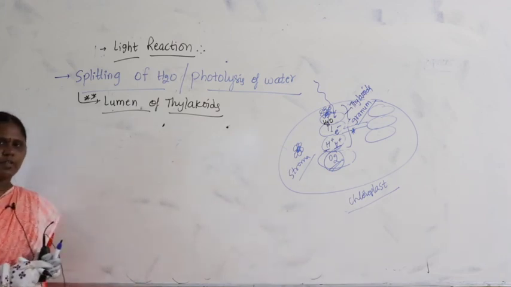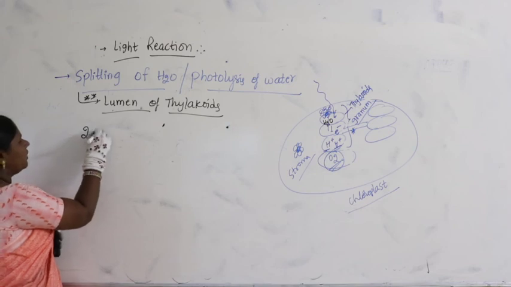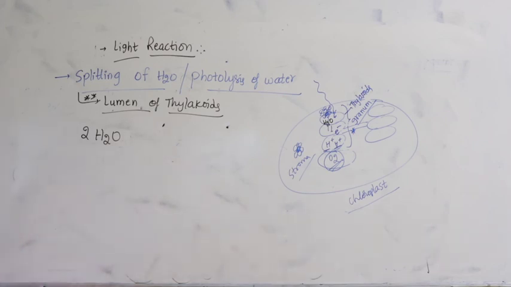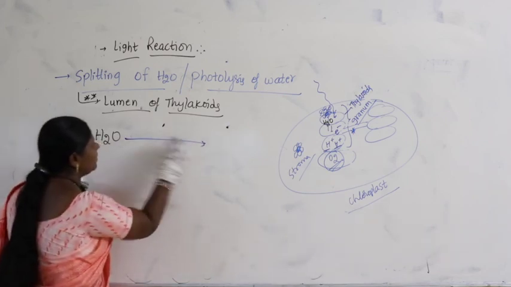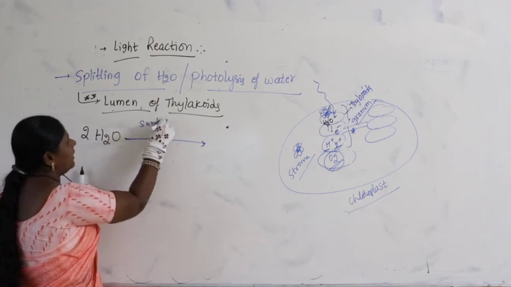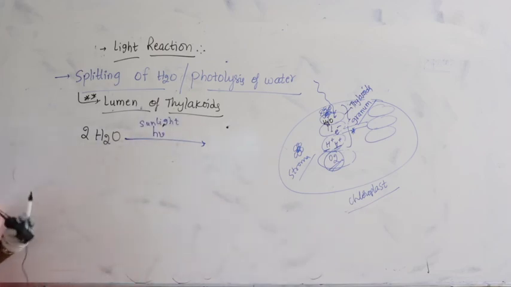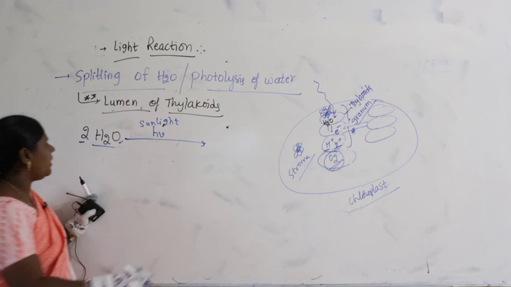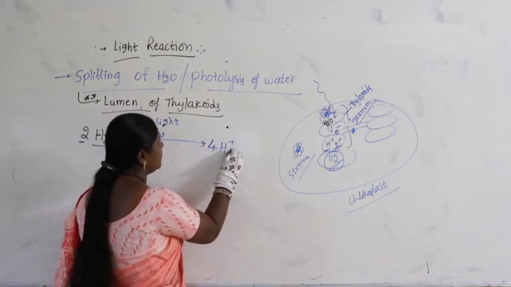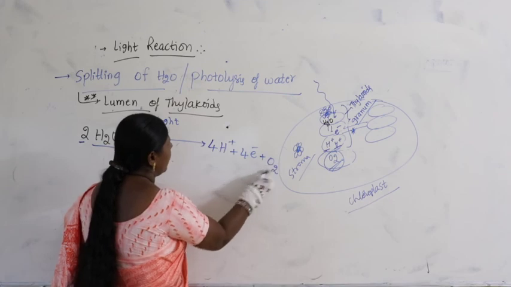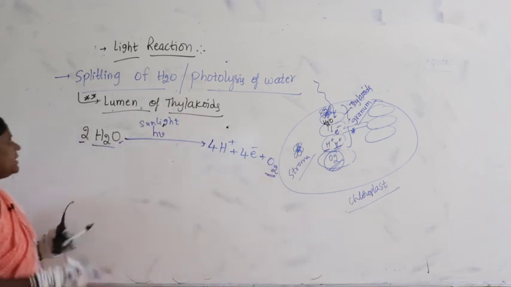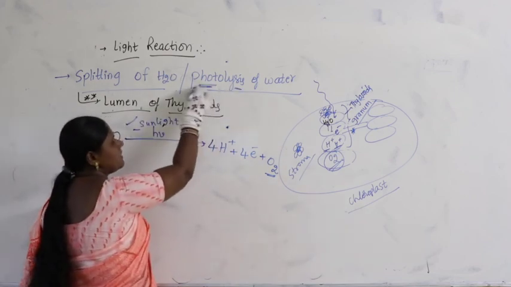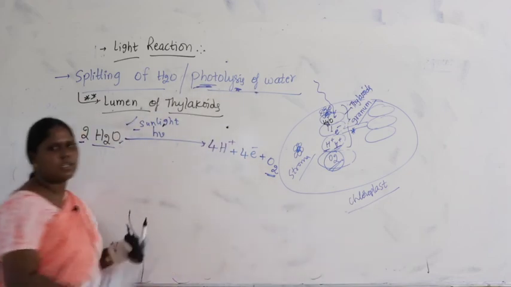In the lumen of thylakoids, let us take two water molecules undergoing splitting with sunlight. When the sunlight falls into the lumen of the thylakoid, what happens? Why have I taken two molecules of water? Because to show you oxygen too. All together, 4 protons are released, 4 electrons are released and 1 molecule of oxygen is released. This happens in sunlight, that is why it is called photolysis. In the presence of light there is a lysis of water.